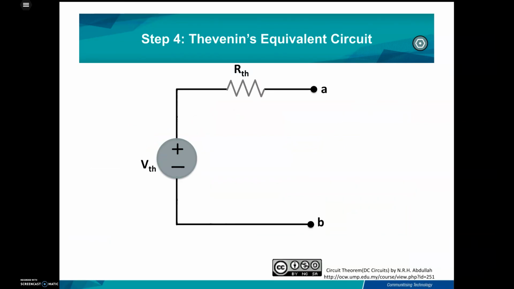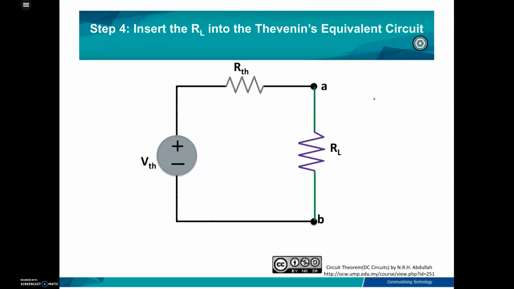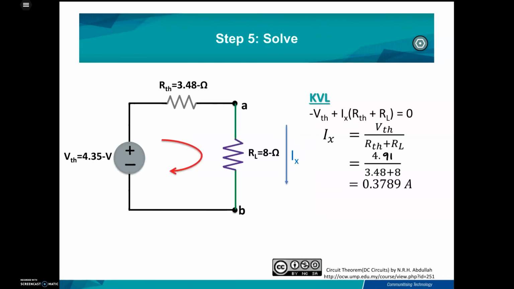Step number 4, this is the Thevenin equivalent circuit. You already found the V Thevenin and the R Thevenin. To insert the RL into the Thevenin equivalent circuit, you can see that this is the RL. Final step, after you include all the information, all the values as shown in this figure, you can do the KVL in the loop. So minus V Thevenin plus Ix times R Thevenin plus R L equals 0, and then the value of Ix will be 0.3789. So the value is the same as the previous method or theorem that you already did previously.